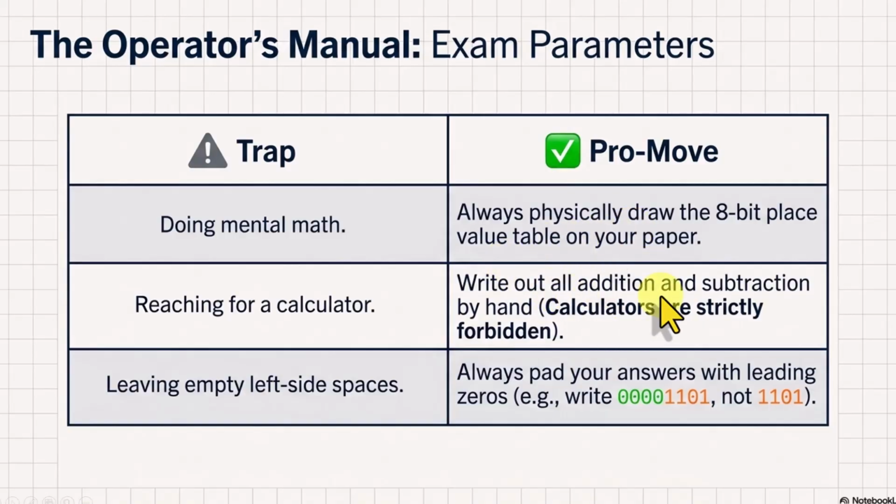Reaching for calculators. Calculators are strictly forbidden inside the exam, so you have to get used to doing these calculations on paper. And leaving empty left side spaces in the exam. Mostly we are dealing with 8-bit binaries. So in 8-bit binaries, if you convert a value to binary and fill only 4, 5 or 3 bits, for the remaining bits you have to add zeros there, to make it a complete 8. So write 0 0 0 0 1 1 0 1 instead of 1 1 0 1. You have to add those zeros there.